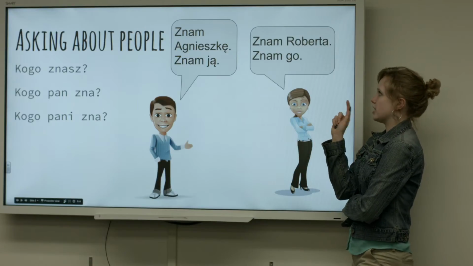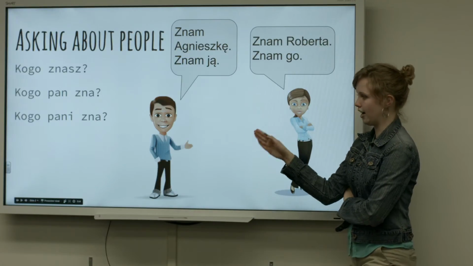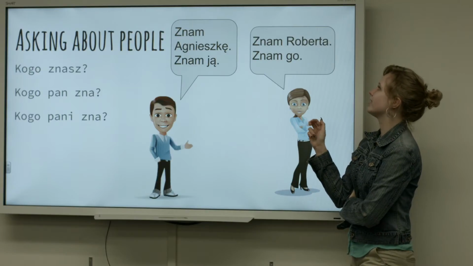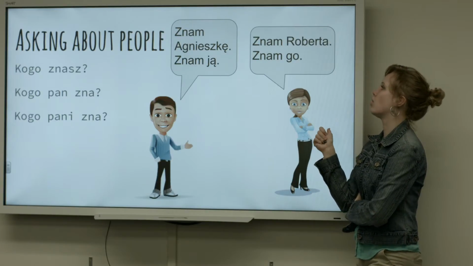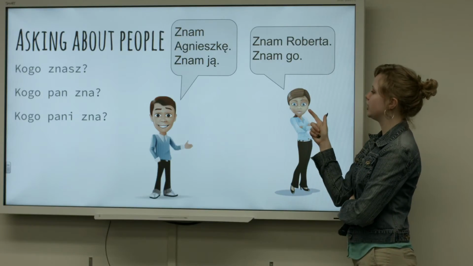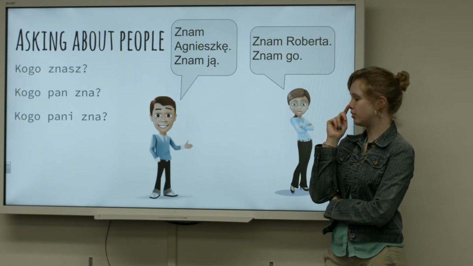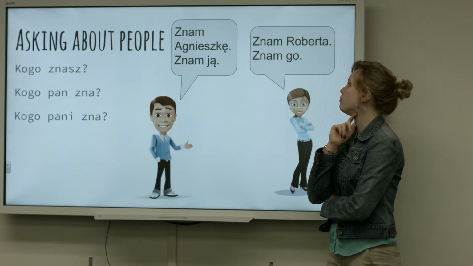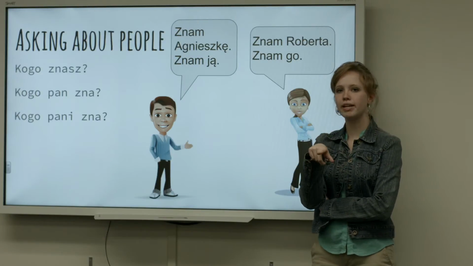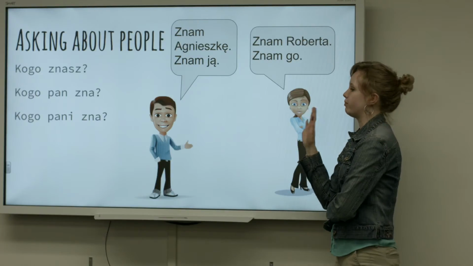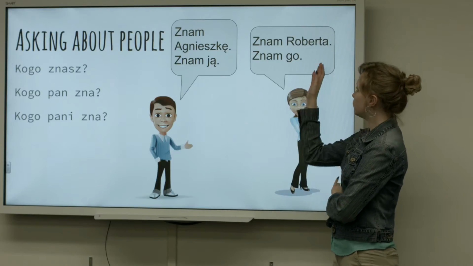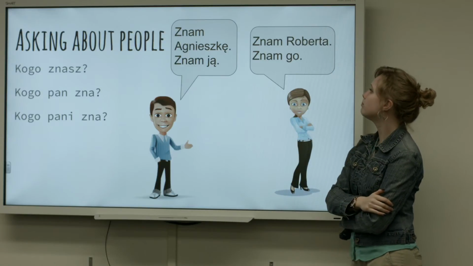So if she were saying znam, like I know him, and using his name, she would say znam Roberta and znam go. So here we see again the name, which in the nominative is just Robert, but because this is the accusative masculine and animate version of talking about Robert, we add an A to the end of his name.